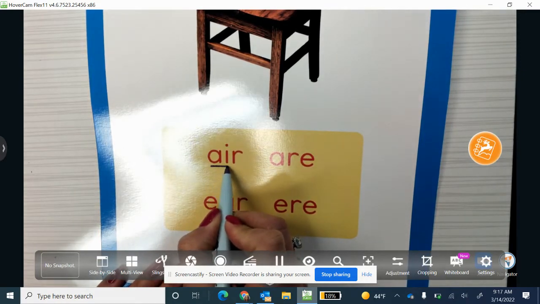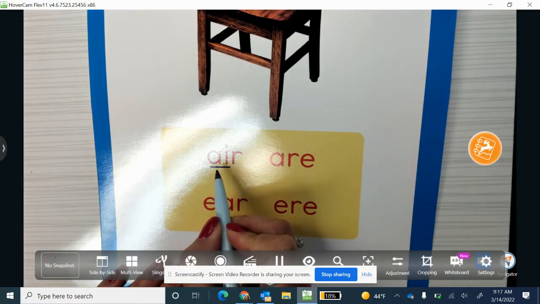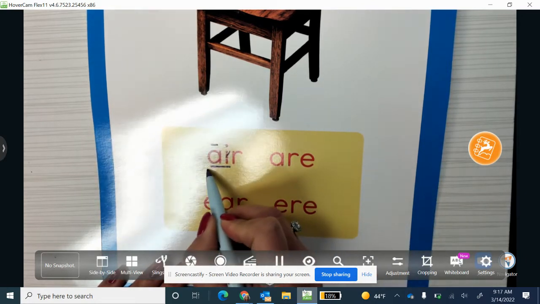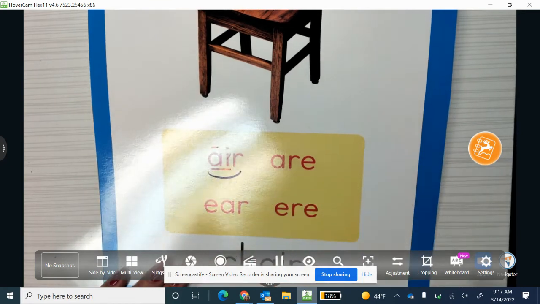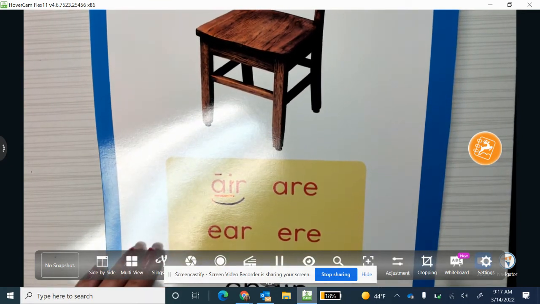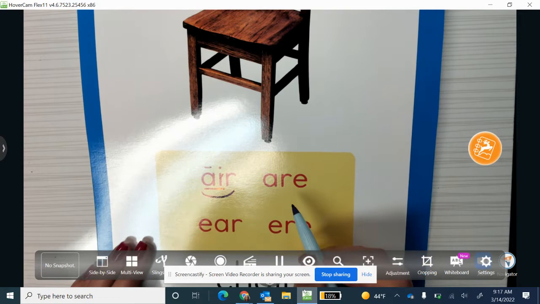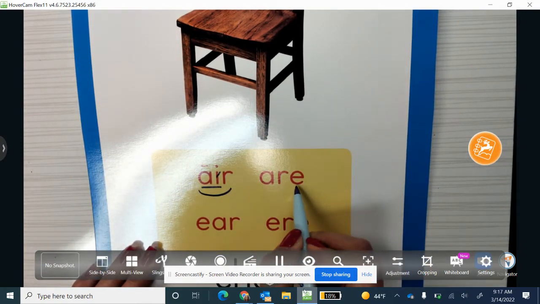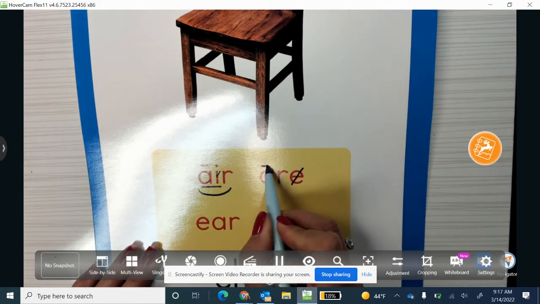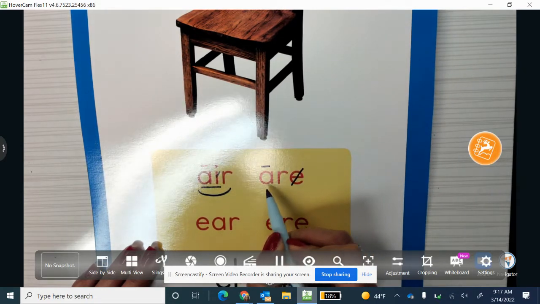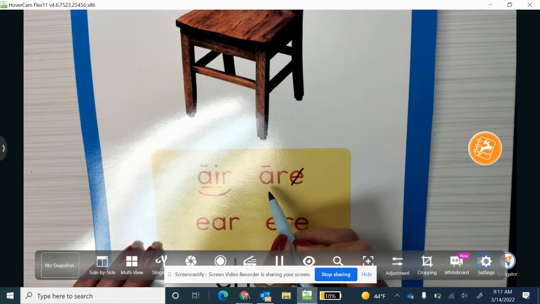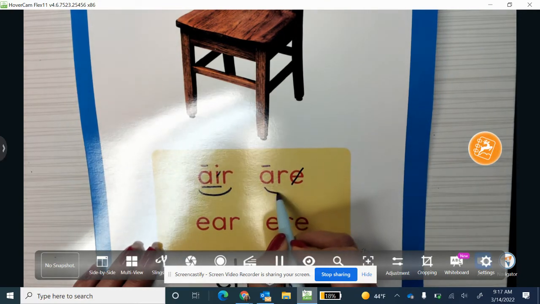So we know that the AI is the long A sound. We've learned that. And this says air. I'm going to code it with an arc because it cannot be separated. Also, we have the A consonant silent E, and this too is R-controlled. The long vowel A is attached with the R sound, so it says air.